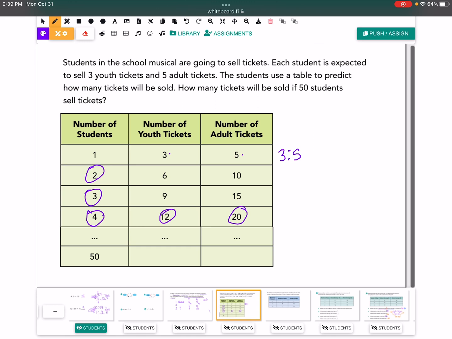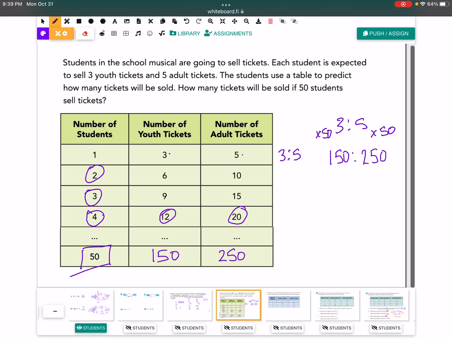All right. Well, what if 50 students sell tickets? We take our ratio of 3-to-5 and we simply multiply each term by 50. All right? So 3 50s are 150 and 5 50s are 250. And this becomes the answer to our table here. That 150 youth tickets and 250 adult tickets would be sold, which is 400 tickets altogether.